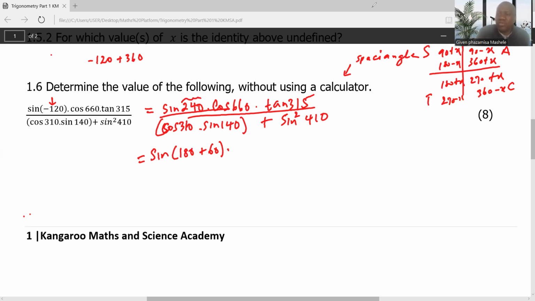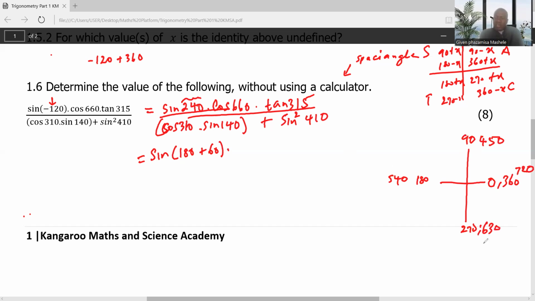So if we want to reduce the 660, what are we going to do? We are going to draw our reduction formula. Try to increase the angle: 0, 90, 180, 270, 360, 450 if we increase by 90, 540, 630, 720. You see that 660 is closer to 630 or 720. So you can use 720 or 630. But if you're using 630, this becomes a co-function. It means your ratio must change.